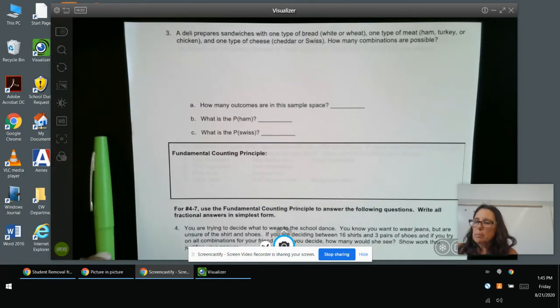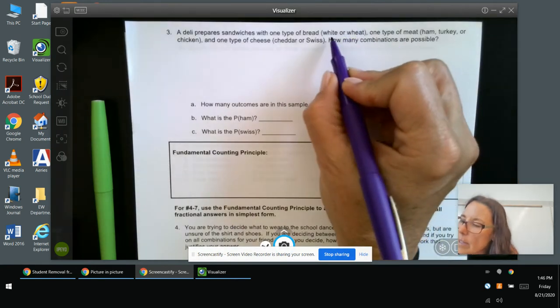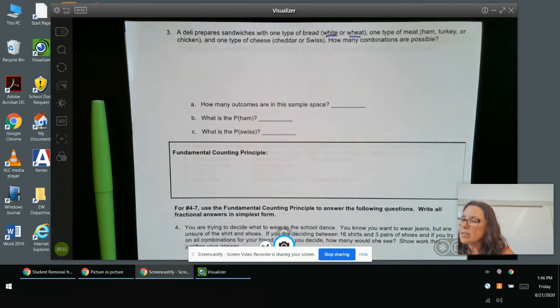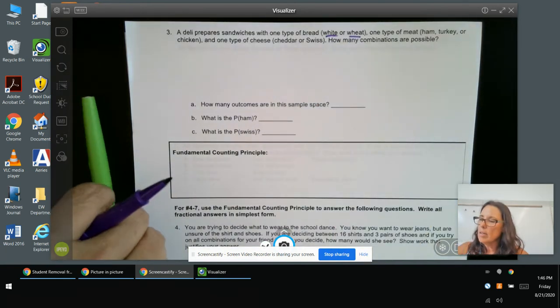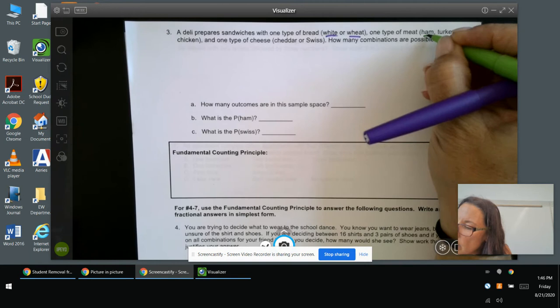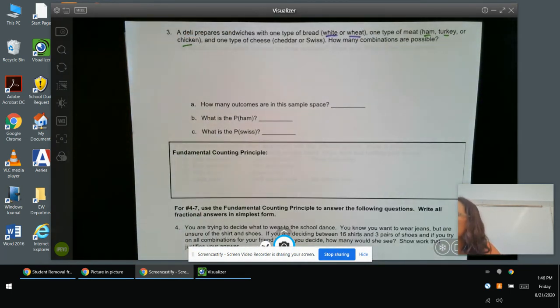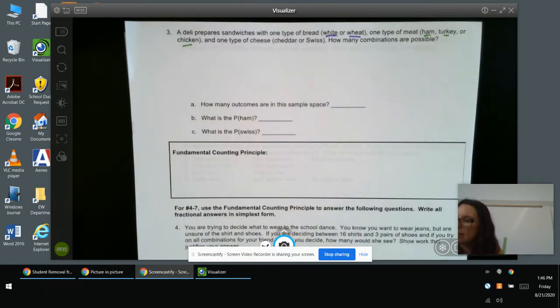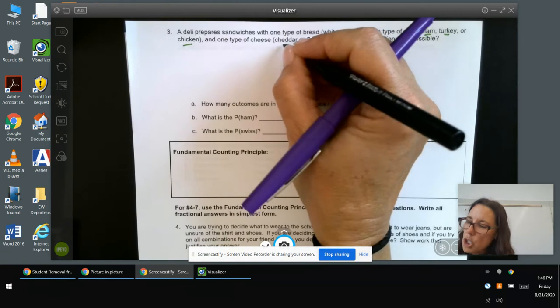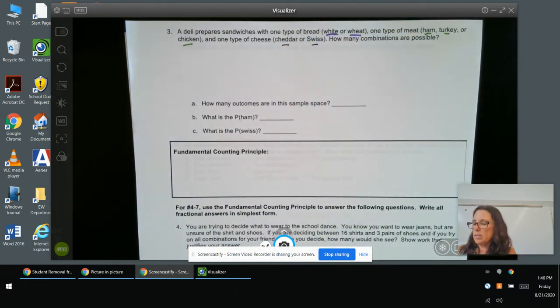Okay, it says a deli prepares sandwiches with 1 type of bread, white or wheat, 1 type of meat, ham, turkey, or chicken, and 1 type of cheese, cheddar or Swiss. How many combinations are possible?